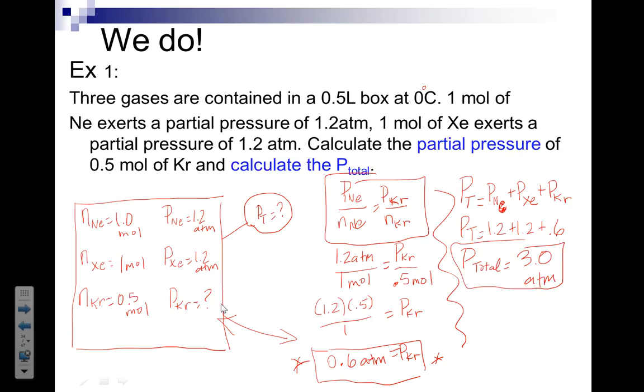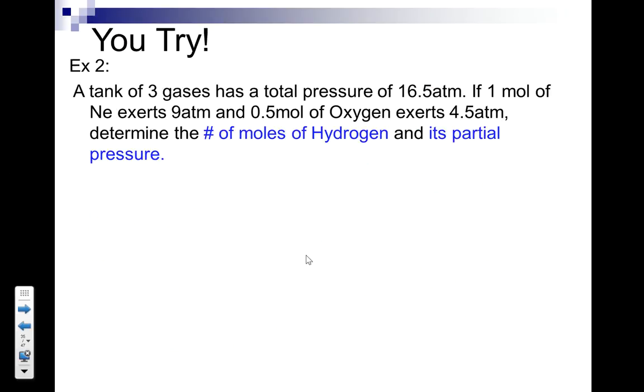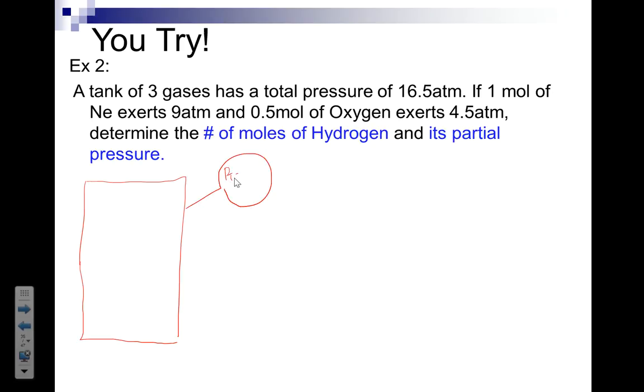Okay, let's look at one final example. Here we have a tank of 3 gases. So again, we have 3 gases in a container. This just happens to be a coincidence. Sometimes you have 2 gases, sometimes you have 4 gases. You can have a bunch of gases in there. Here we have 3. And they're telling us the total pressure. So they're giving us P total is 16.5 atmospheres inside this canister.